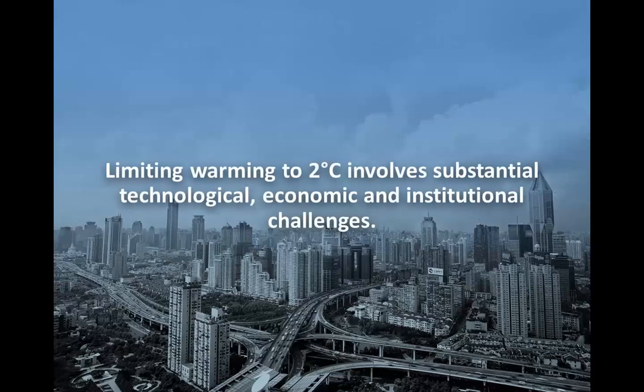And a key fact, limiting warming to 2 degrees centigrade involves substantial technological, economic, and institutional challenges. We talk about limiting global warming increase to 2 degrees. That will happen. We are absolutely certain now we are facing at least a 2 degree global warming over the next 100 years. It's too late to do anything about that. What the mitigation measures are now aiming at are limiting that global warming to no more than 2 degrees.